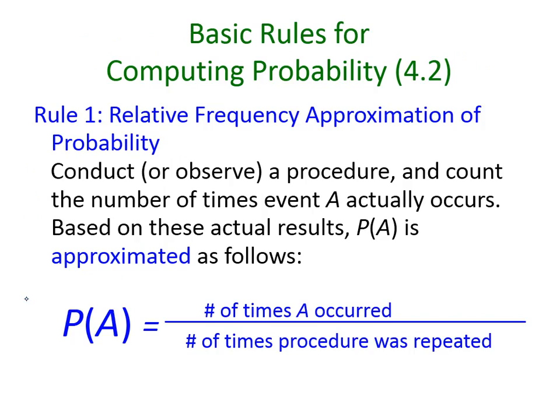Now, there's different ways of finding the probability. I mentioned there's 3 different possible ways that we can go about finding probability. One way is the relative frequency approximation of probability, which is to conduct or observe a procedure and count the number of times event A actually occurs. Based on these actual results, P of A is approximated as the number of times A occurred divided by the number of times the procedure was repeated.